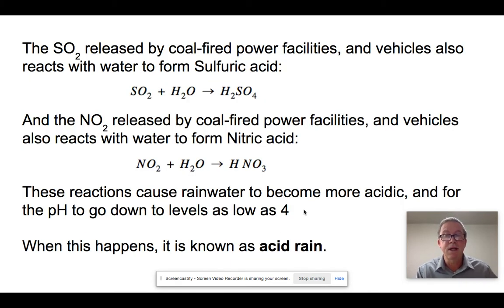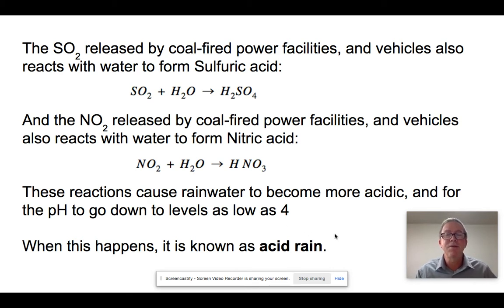And that may not seem like a lot. It's certainly, we should note, a pH of 4 is less than vinegar. That's less than lemon juice. It's not exactly going to hurt you. Your eyes aren't going to burn. You're not going to get blisters. You're not going to melt. Okay. But it is more acidic. It has a lower pH than regular rainwater, so we refer to this as acid rain.